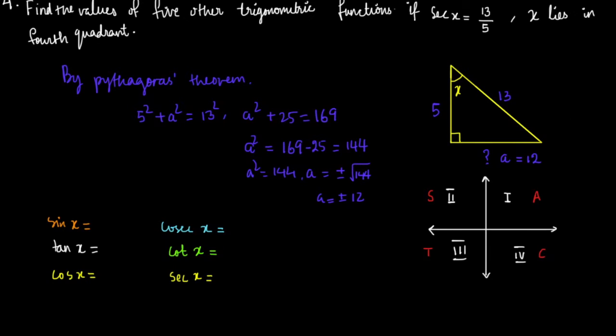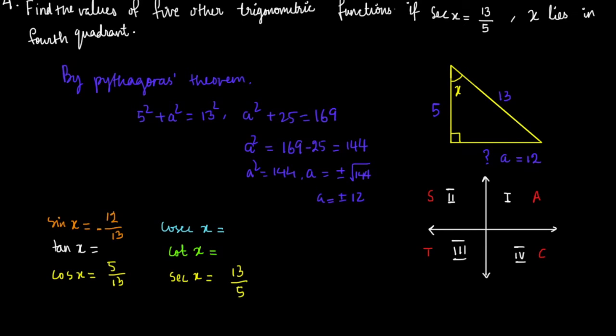Okay, now let's get down to finding the other functions. So sec x is given as 13 by 5. That's clear. Therefore cos x would be 5 by 13, since it's just a reciprocal of sec x, right? Next, let's find sin x. So sin x, we know the value would be negative because the angle is in the fourth quadrant and sin x is positive in the second and first quadrant. So the value of sin x is opposite side divided by the hypotenuse, which is 12 by 13, but with a negative sign because remember the angle is in the fourth quadrant.